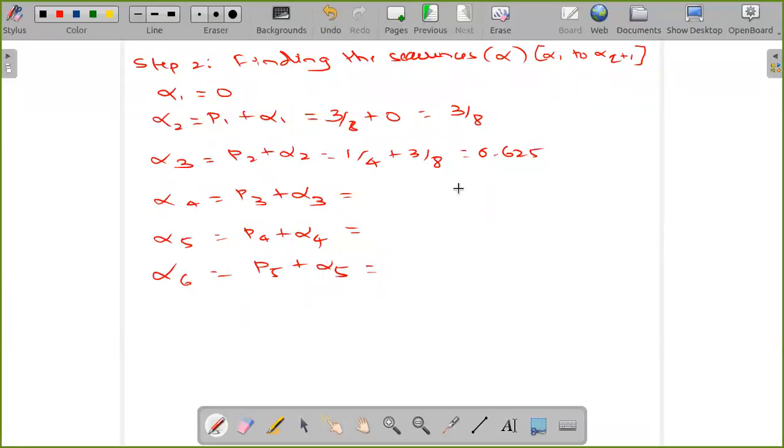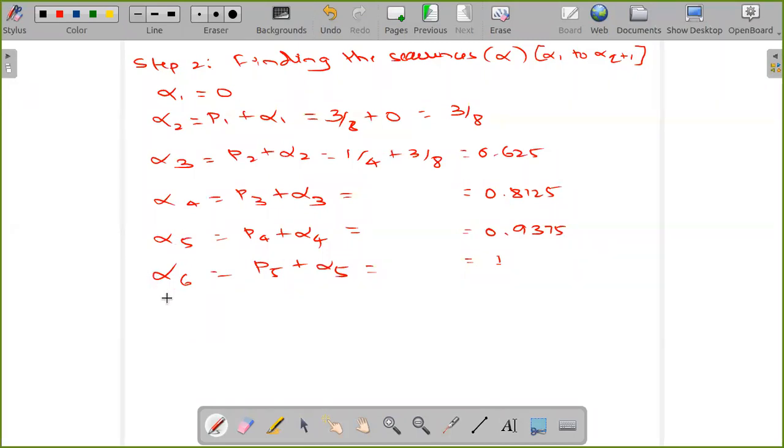Similarly here, alpha 4, alpha 5 and alpha 6. I want all these values. 0.8125, very good. 0.8125, exactly. Next, alpha 5, 0.9375, good. And alpha 6, 1. Yes, very good. So here we have completed step number 2.